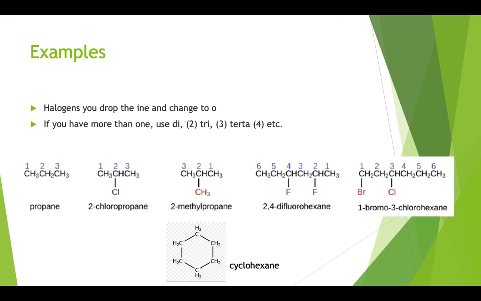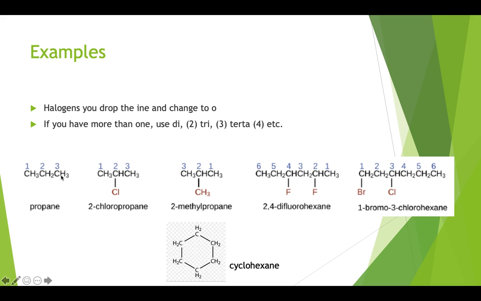So let's look at a couple examples. If we have halogens, you drop the ine from the name, so chlorine would become chloro. Fluorine would become fluoro, etc. If you have more than one of the same group, you use di for 2, tri for 3, tetra for 4, etc.